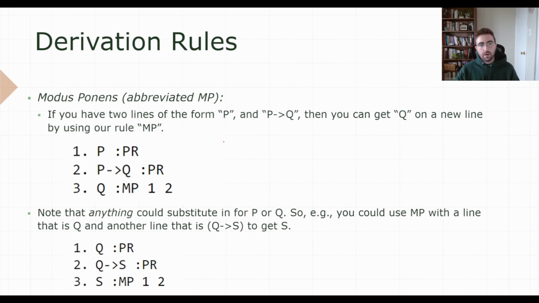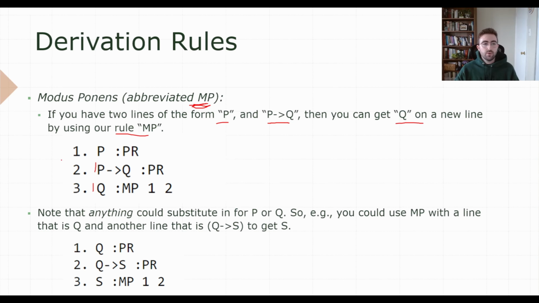So let's start with modus ponens, which we're going to call MP. It is a rule like so. If you have two lines of the form P and if P then Q, then you can get Q on a new line by using the rule MP. Normally these will be indented, because you'll be showing an argument, but this is just how you get it without thinking about the indents. I'll show you how we use it with indents in a moment.